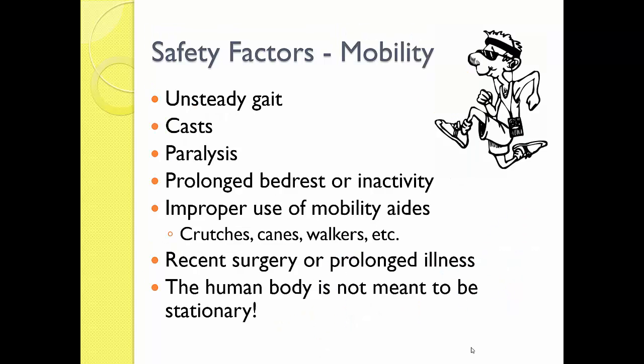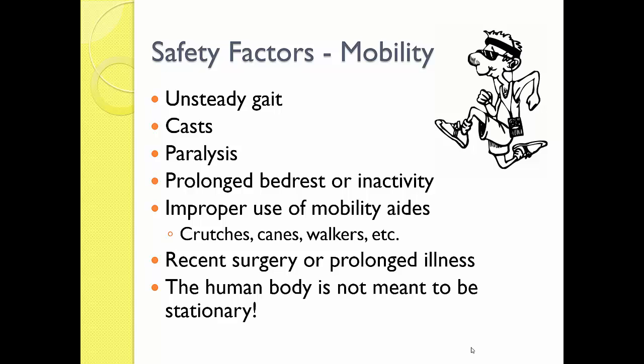Mobility factors, okay, people who have an unsteady gait. And gait means your walk, okay, the ability to walk and how steady and safe is that. That can be due to many different reasons when somebody has an unsteady gait. It could be due to advanced age, decrease in balance over time. Could be due to a disease process. Even possibly medication side effects is something to consider.